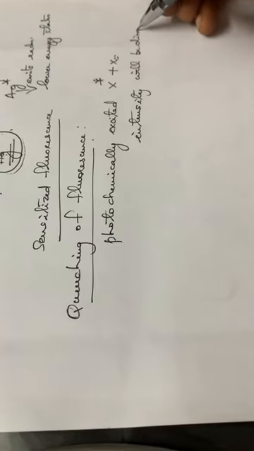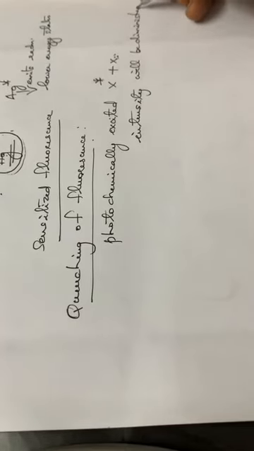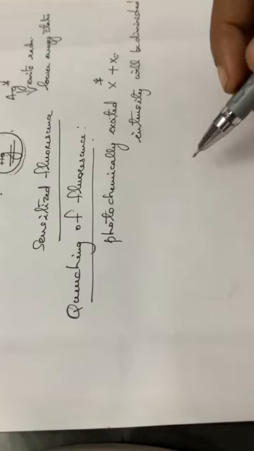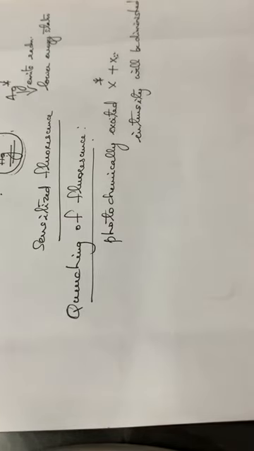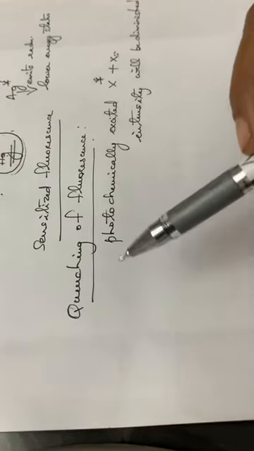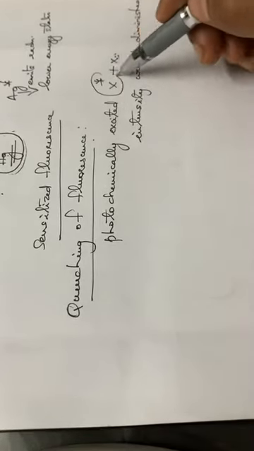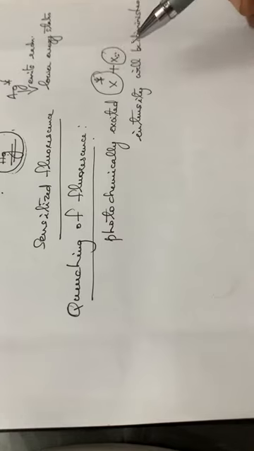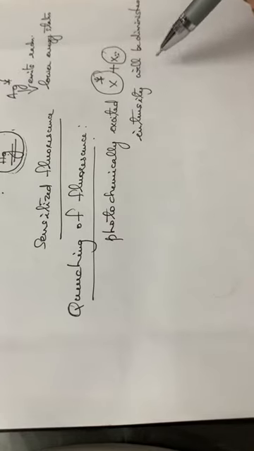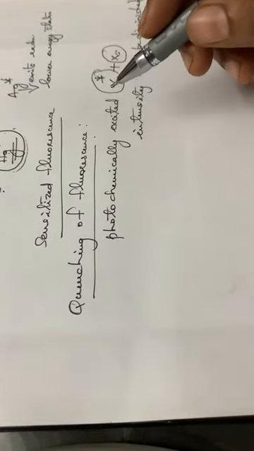Intensity of the fluorescence will be diminished. This phenomenon is called quenching of fluorescence. Quenching means prevention. When a photochemically excited atom collides with another atom, the intensity of fluorescence will be diminished. This phenomenon is called quenching of fluorescence.